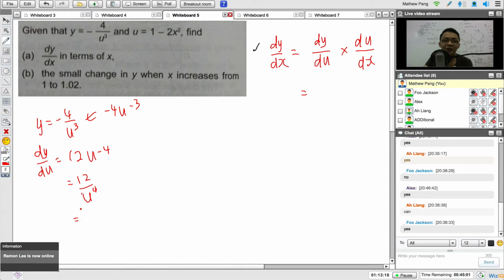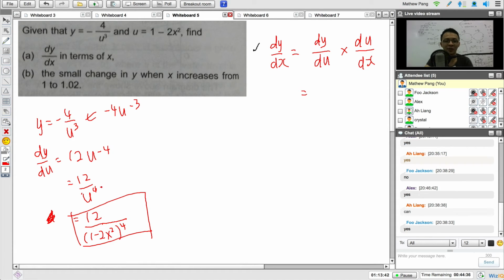Of course, because here I want dy dx, later I will substitute. What is my u? You got it here, u equals to 1 minus 2x squared power of 4. This is what you're going to use later. But for now you stop over here. Okay, so here I got 12 over u power of 4, so I write it over here.